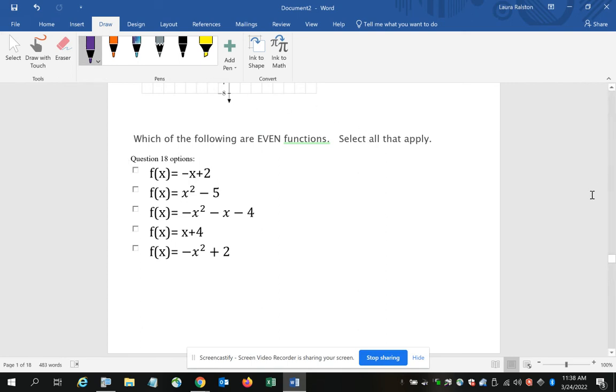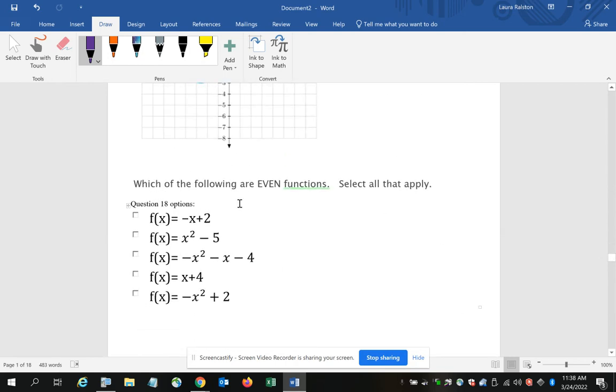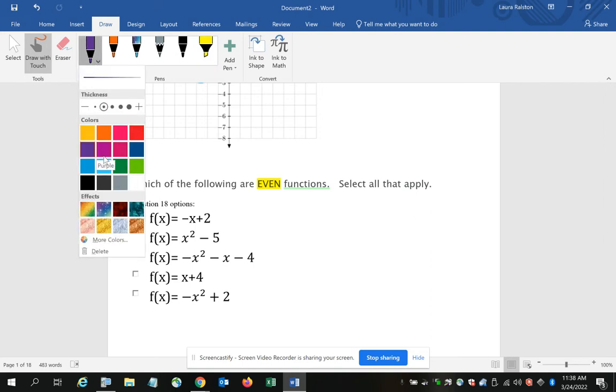Okay, this is, I believe, question 20. I forgot to number it. It's question 18, excuse me, I forgot to number it. Question 18, and it says, which of the following are even functions? Okay, so you have to remember, and again, it's important that you pay attention, what does it mean to be even? And also notice that the question says select all that apply. So you could have more than one.